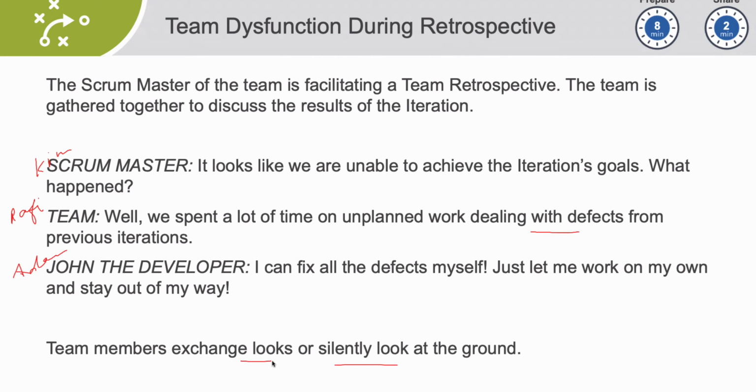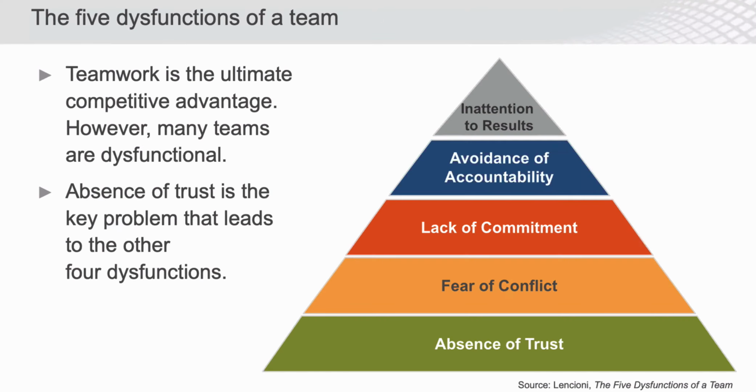What does this tell you? Team members are exchanging looks, silently looking at the ground. What does that tell you? They're uncomfortable. Exactly. They're uncomfortable. Maybe they're not speaking up. Lack of openness for sure. So all of these are pinpointing that we've got some dysfunctions on this team.